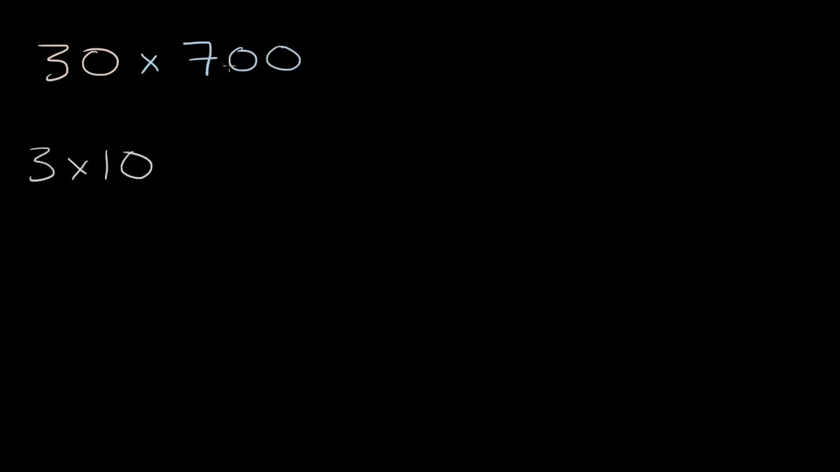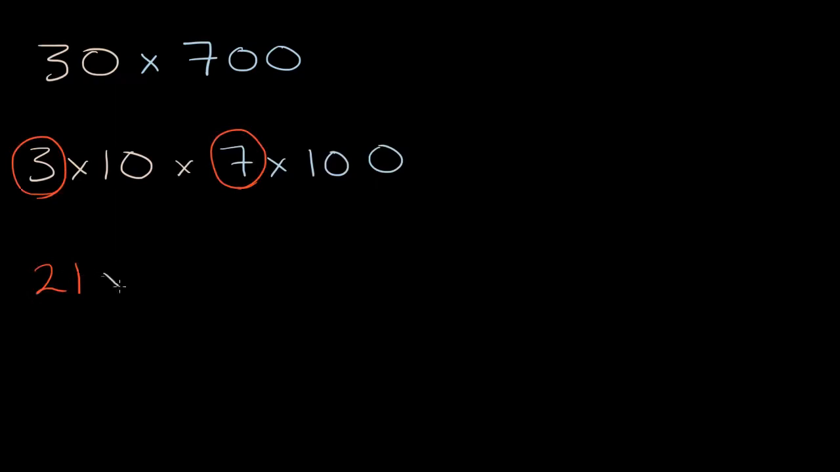So let me delete this, and let me get my pen back. So let's do 30 times 700. Pause the video and see if you can figure this out. So we can do it like we did before. 30 is 3 times 10. And times 700, which is 7 times 100. And so if you say 3 times 7 is going to be 21 times 10 times 100, which is going to be 1,000. So what's 21 times 1,000? Well, that's going to be 21,000.